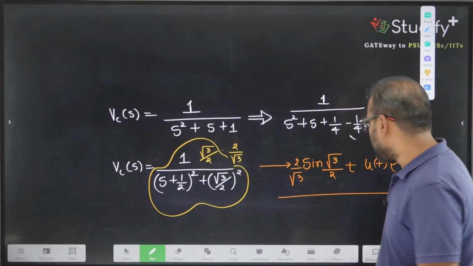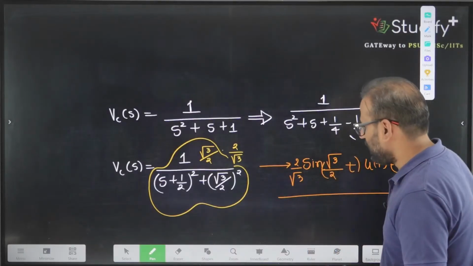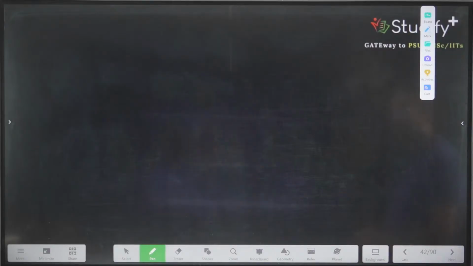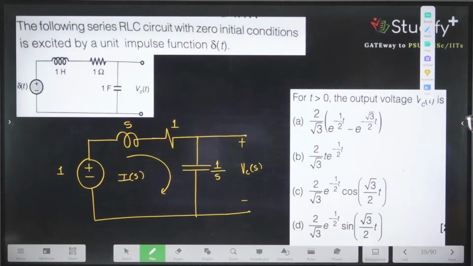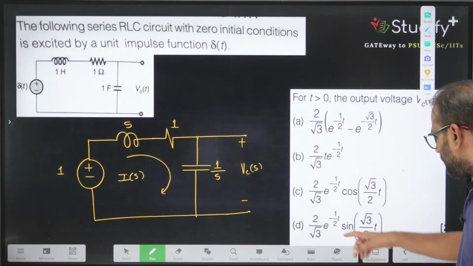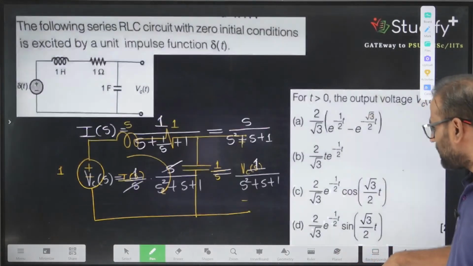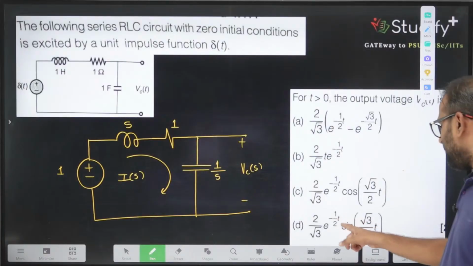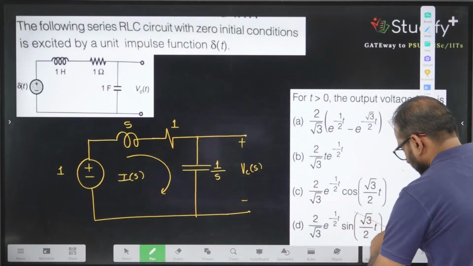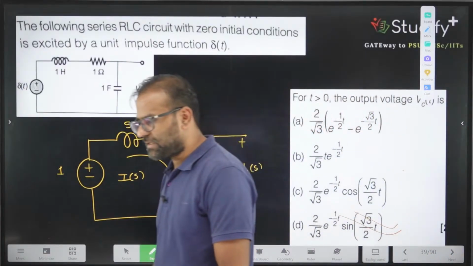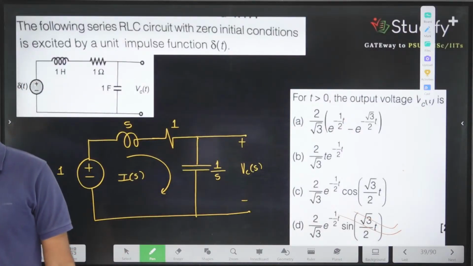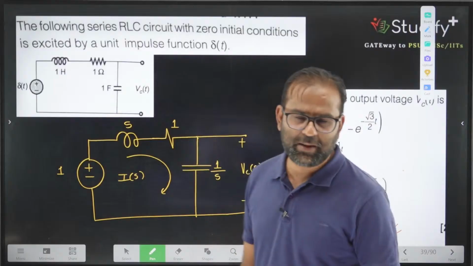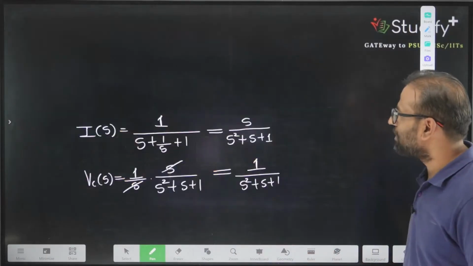So this question is generally a question of inverse Laplace transform. The value is 2 by under root of 3, e to the power minus t by 2, times sine. So this value is correct. This question belongs to the category where the inverse Laplace transform is needed.